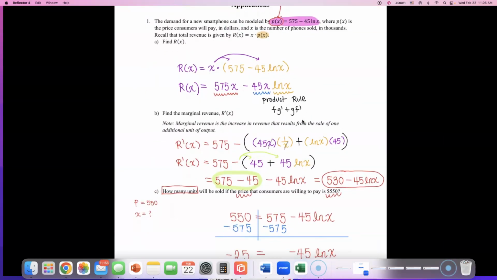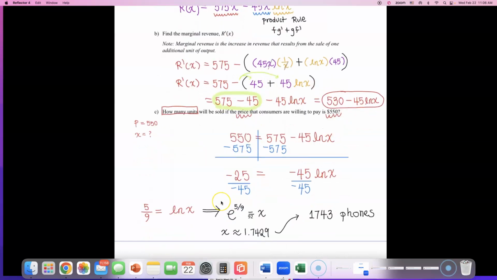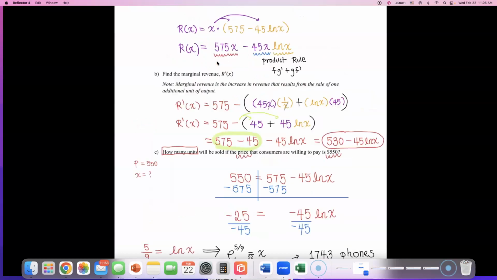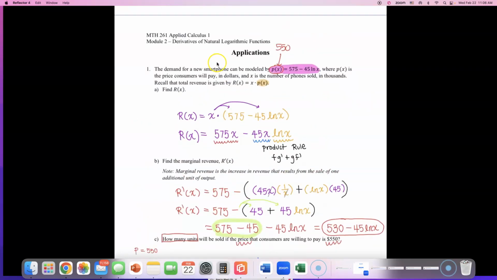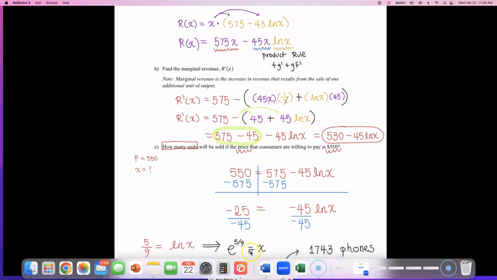So, yep, that's it. I think on the next page we will be using the marginal revenue function. But part C was kind of random. We ended up just solving an equation instead of using the marginal revenue function. But this was the first example of an application problem in section 2.3 on page 92.